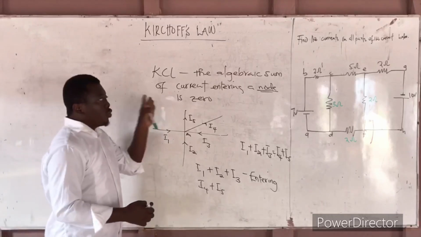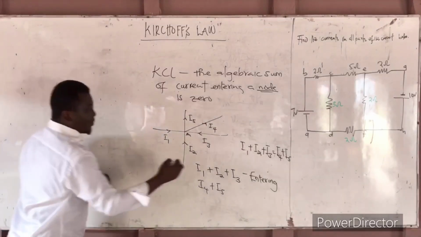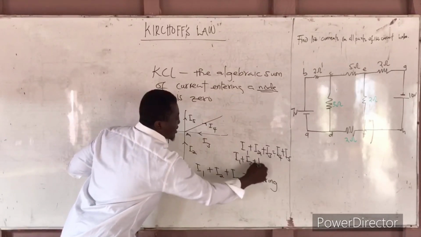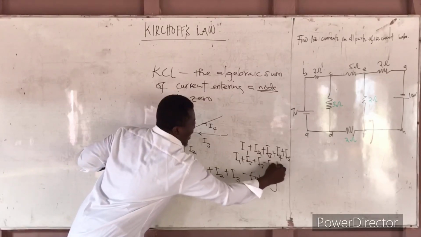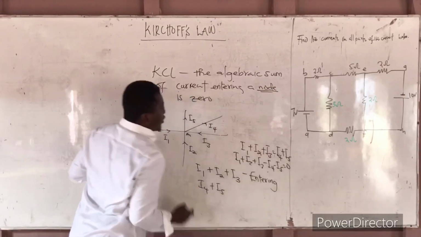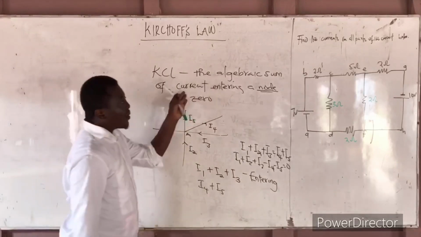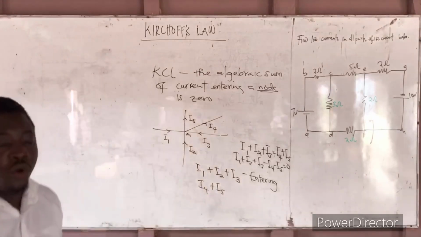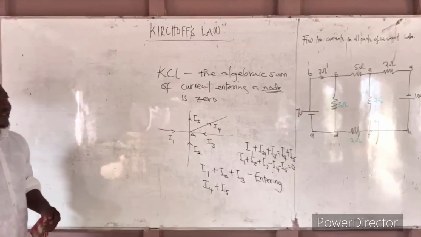If you want to use the first form too, you just bring everything to one side so that it becomes I1 plus I2 plus I3 minus I4 minus I5 is equal to 0. So that it tallies with the law that the algebraic sum of current entering a node is 0. So that's basically what the KCL said.